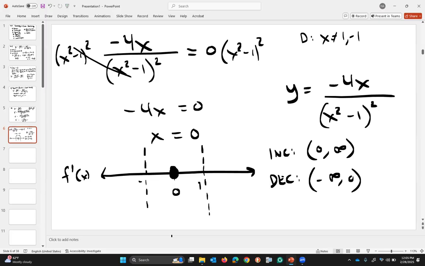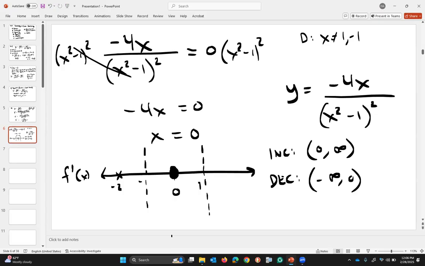So real quick here, guys, make sure you're thinking about your domain when you do this. Now what we do is we go and test for local minimum and local maximum. So we don't have a local minimum, but we do have a local maximum. Whoa, let's see.